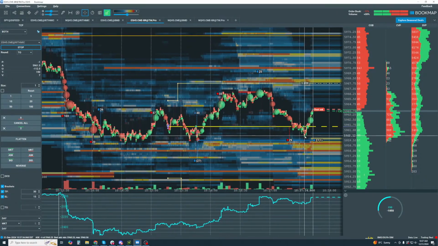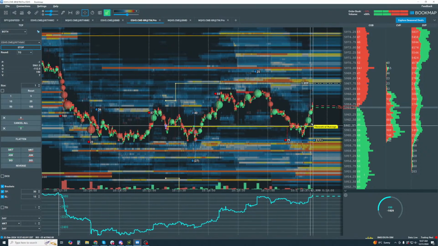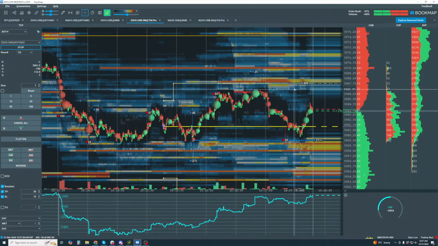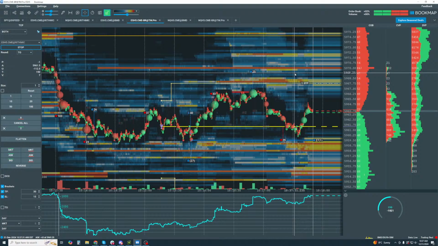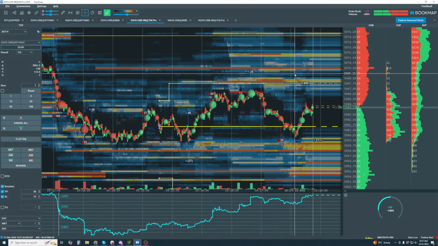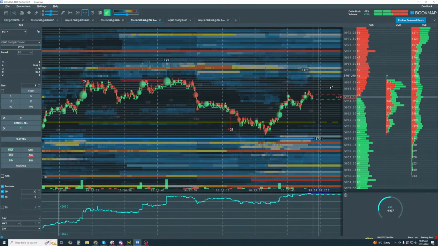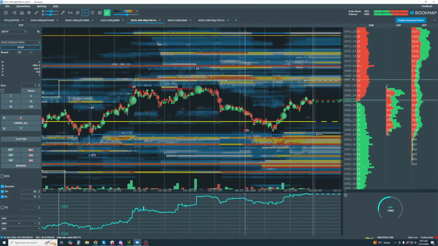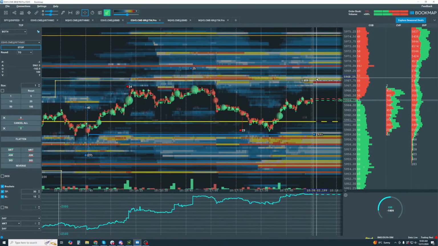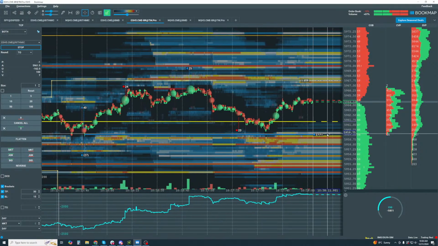Lack of buying, or I'm sorry, lack of selling down here. Some buyers. Pretty thin in this area here. Liquidity's up here at 68, down here.